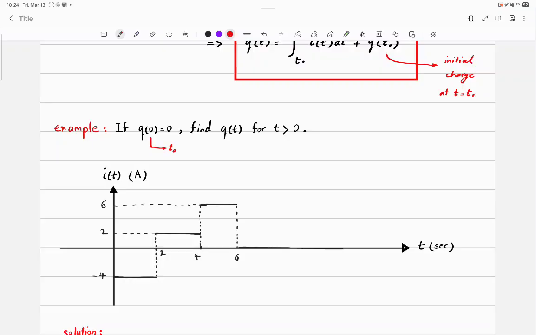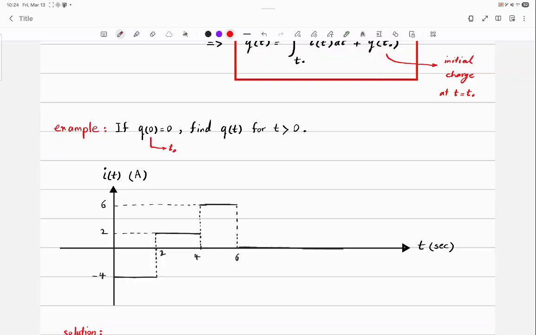Okay, we know that q(t) is equal to the integral from 0 to t of I(t prime) dt prime plus q of 0. Do you agree with the equation? The only thing that I changed compared to the original equation is that I replaced t0 by 0 because I know it is 0.